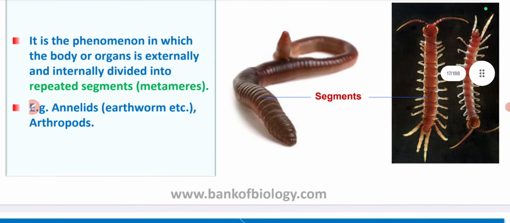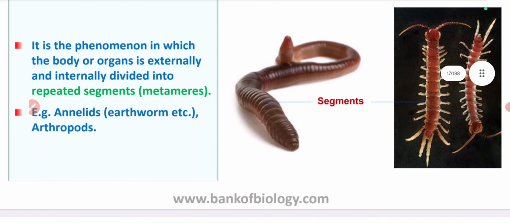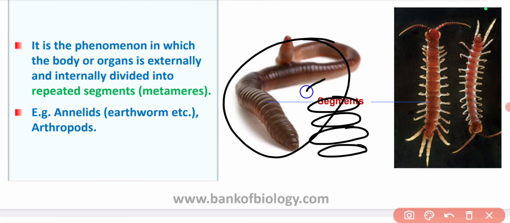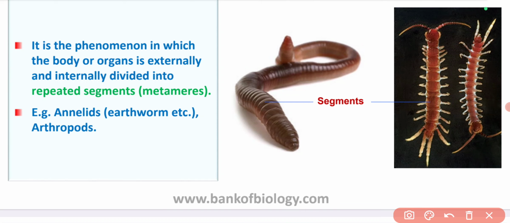Next, metamerism. It is a phenomenon in which the body or the organ is externally and internally divided into repeated segments, or metamers, like the diagram you can see. Examples are annelids or arthropods, where you can see different segments present, and they make a full organism. That's why they are called metamers.